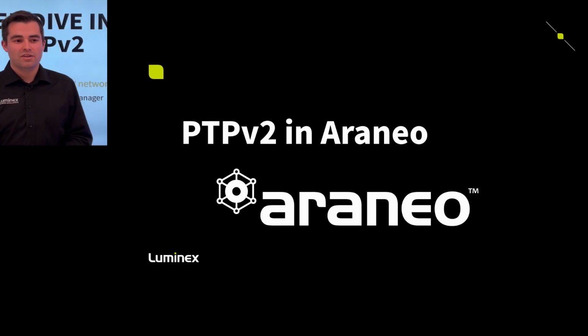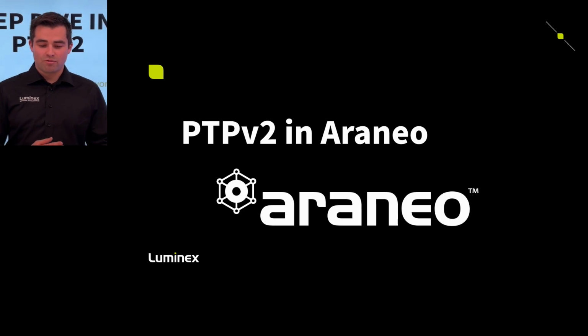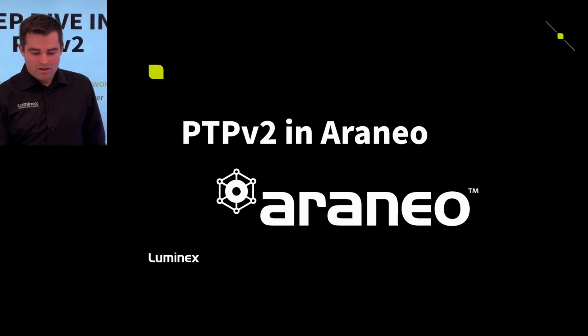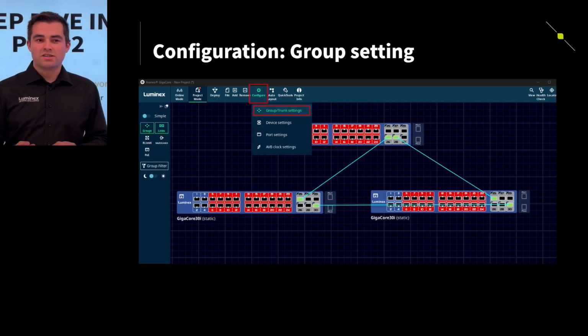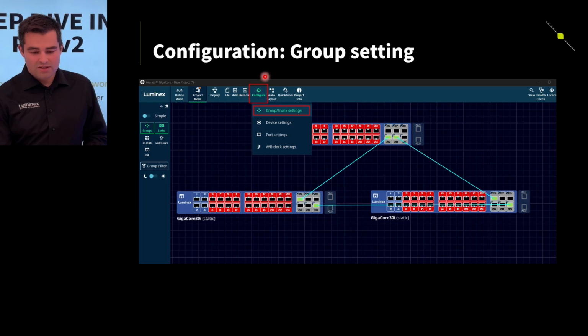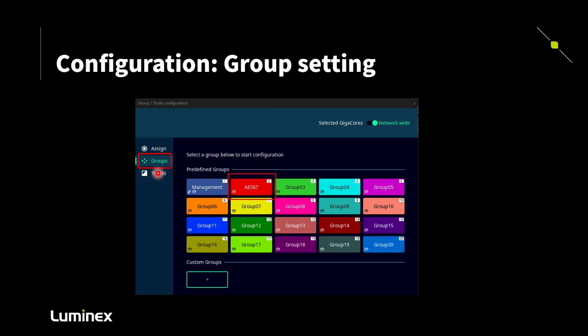Next, we will see what you can monitor and configure for PTPv2 in the RNAO GigaCore software. We already mentioned that clock settings are a group setting in our GigaCore system, so we can go to Configuration and Group Trunk Settings. This will open up a new window where you need to select Groups. Now you can choose the group for which you would like to modify the PTPv2 clock settings. I picked the red group.